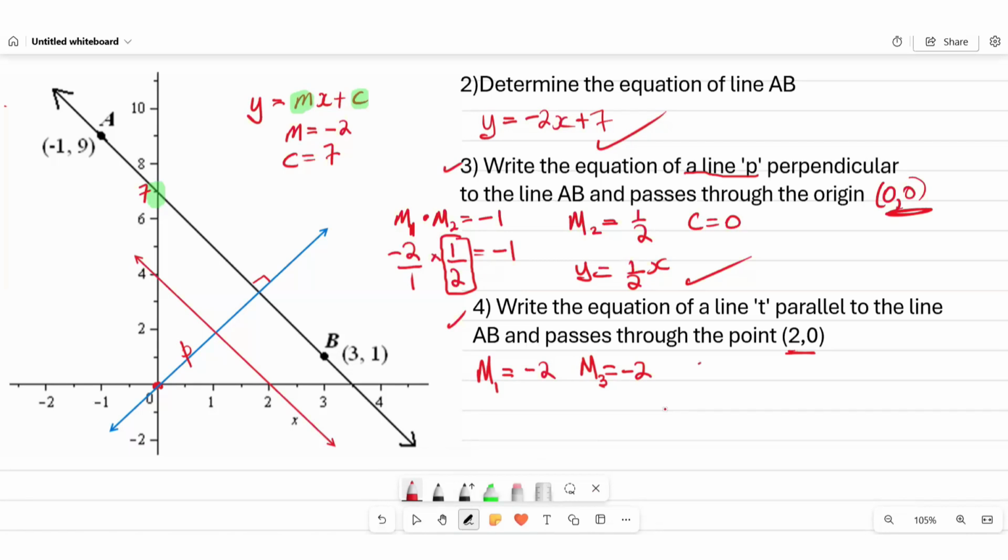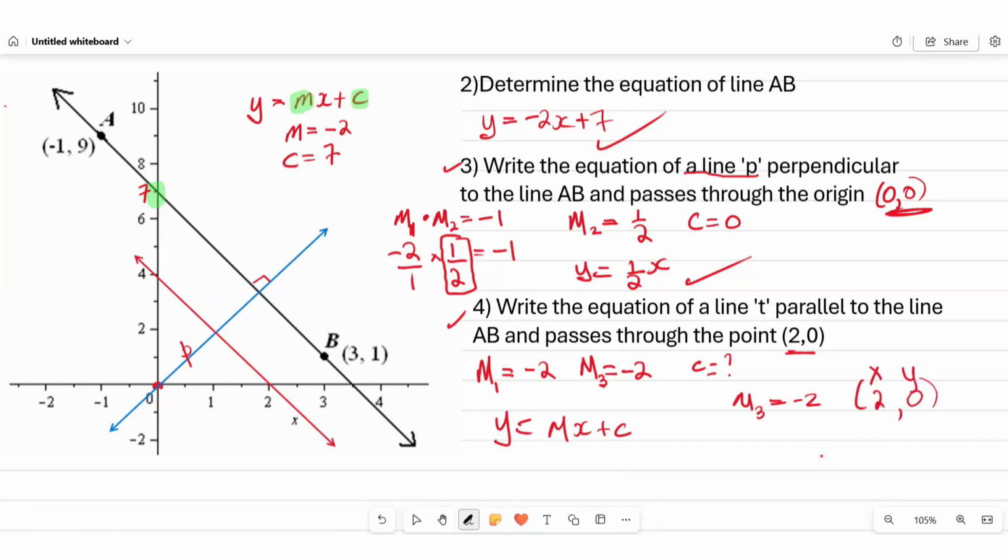So the only thing we need to find out is the c value where it crosses the y-axis. What I'm going to do is work it out, because I'm not going to trust this, since I just dropped the line there, okay? So what we could do is use this form: y is equal to mx plus c. I'm going to take this gradient, because the gradient M3 is -2, and I'm going to take the point that it passes through, which is (2, 0). Remember, this is an x value and that's a y value.